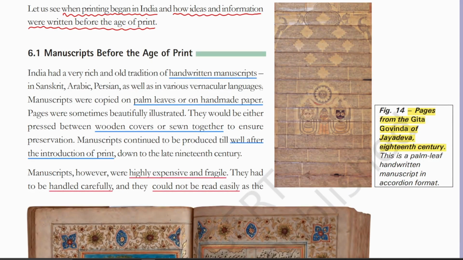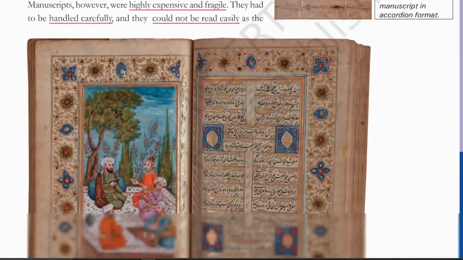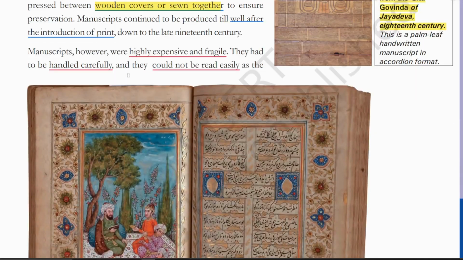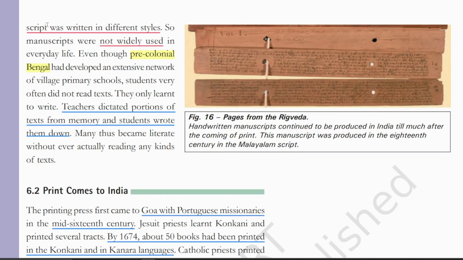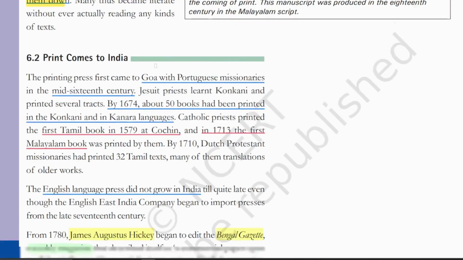These pictures are not important, but I'm just saying. In India, basically they are made in palm leaves or handmade paper. The reason why Indians could not buy it was because manuscripts were highly expensive and fragile. They had to be handled carefully, right? The script was in different styles, not widely used. Teachers dictated portions of text from their memory, and students wrote them down.